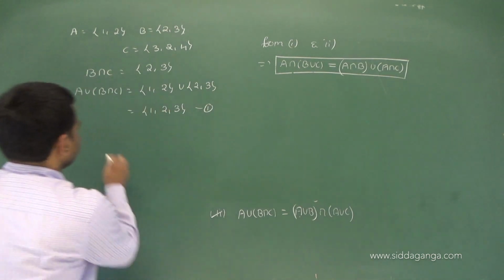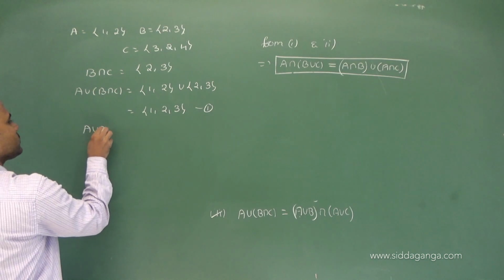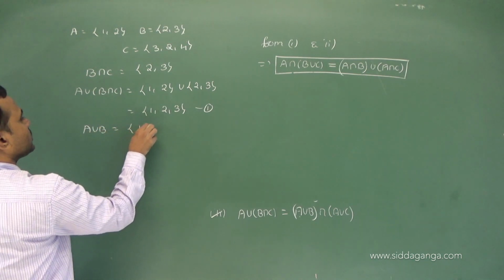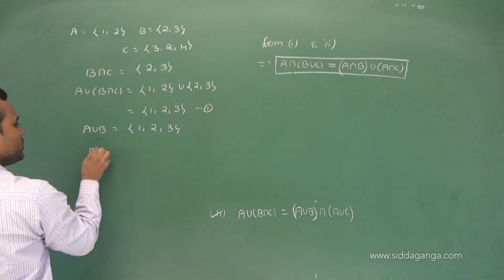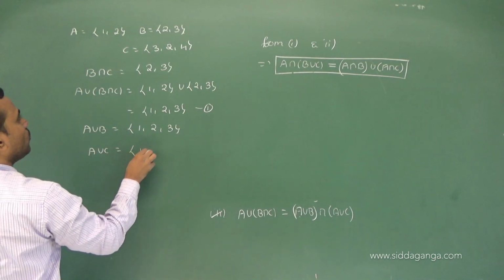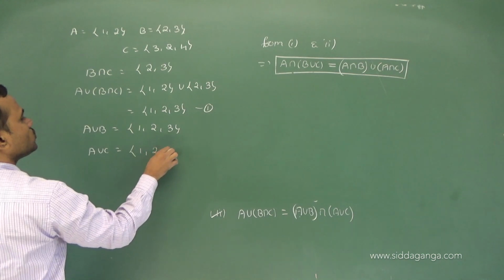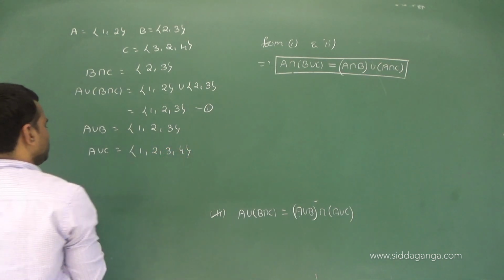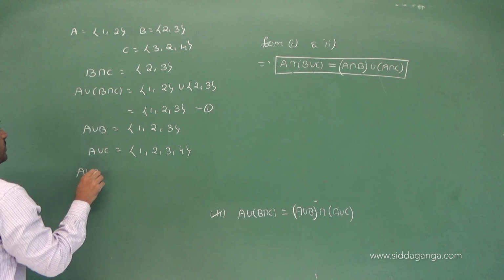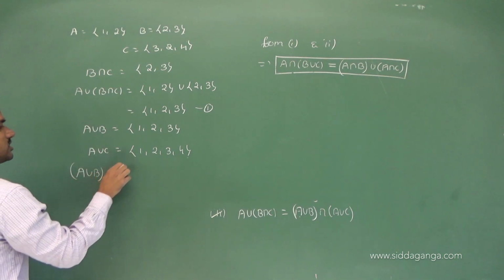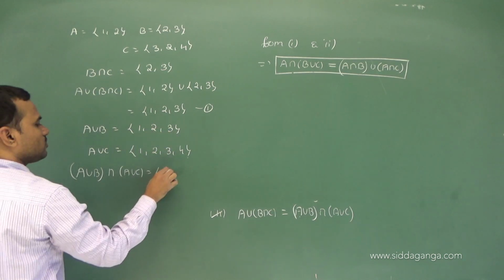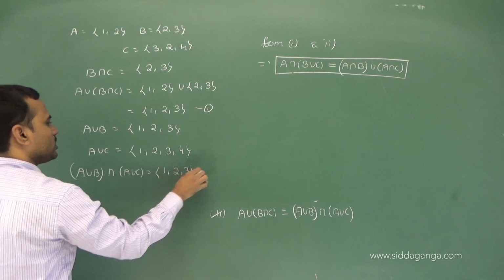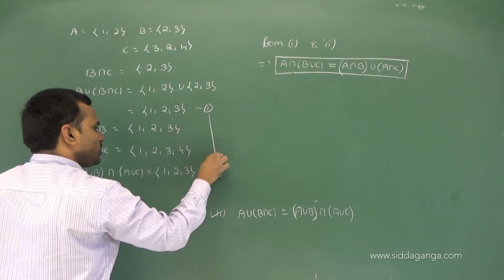Second, RHS. A union B: {1, 2, 3}. Correct now? Next, A union C: {1, 2, 3, 4}. Then A union B intersection A union C. Common elements are 1, 2, 3. Call it as 2.